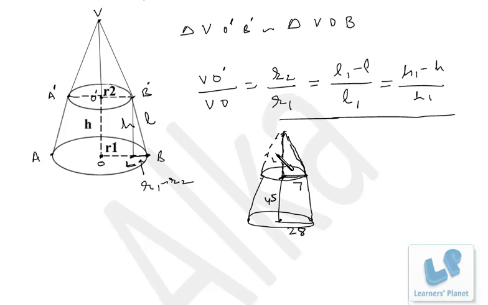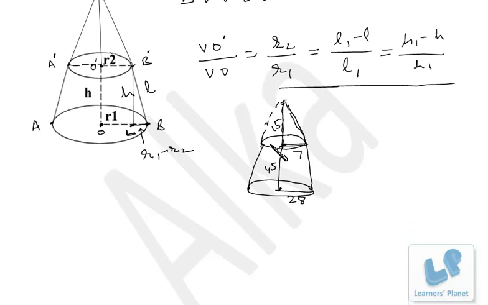If it is 45, it has to be 15, right? So you got this length. That means you got the height and radius of the smaller cone and the height and radius of the bigger cone, right? Now, to find the volume of this frustum, you find the volume of the entire cone and then deduct the volume of the smaller cone.